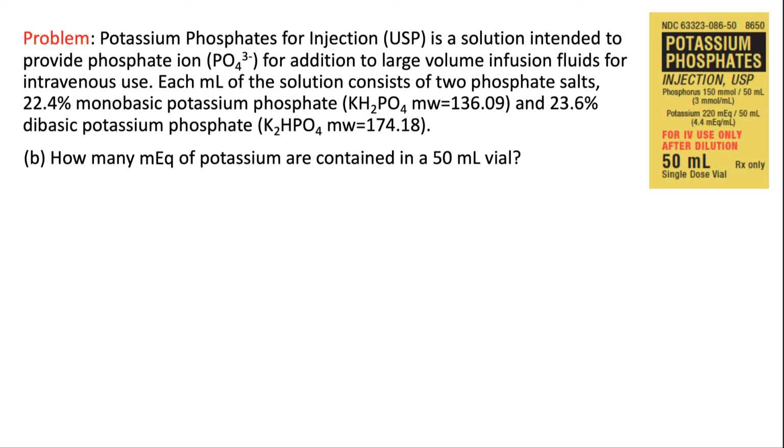The next part to this question, letter B, says, how many milliequivalents of potassium are contained in a 50 milliliter vial? So we've gone from calculating concentration of phosphate to calculating the total amount in milliequivalents of potassium. Remember, while it's intended to provide phosphate for IV solutions, we also have to account for the amount of potassium that it includes. So let's calculate the total milliequivalents of potassium in this vial.